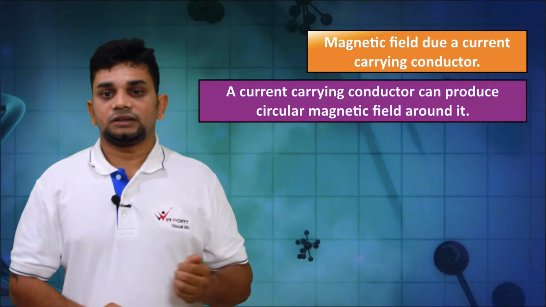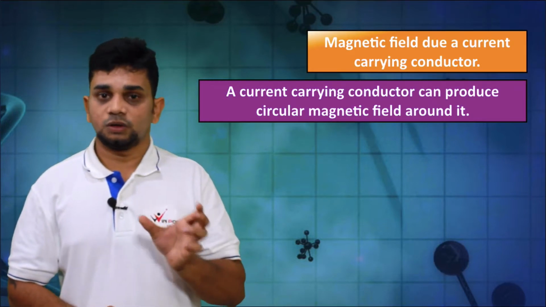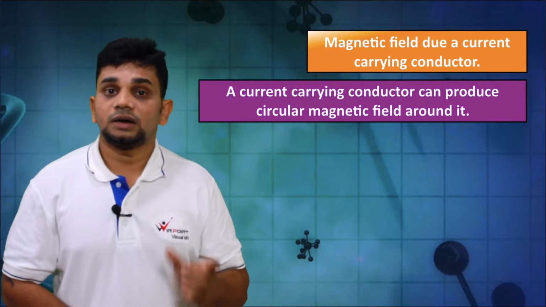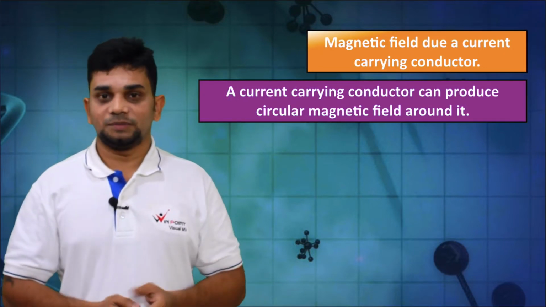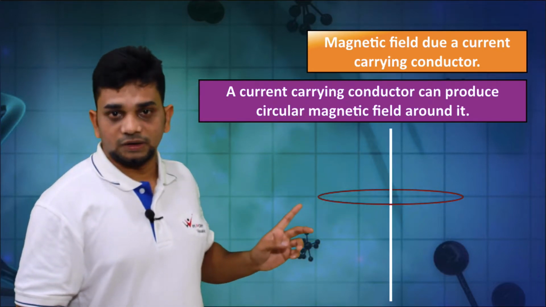A current carrying conductor can produce a circular magnetic field around it. It's the conclusion of that experiment. A current carrying conductor will produce a circular magnetic field. It's a very simple concept, right? It is a current carrying conductor and you can see the circular magnetic field.